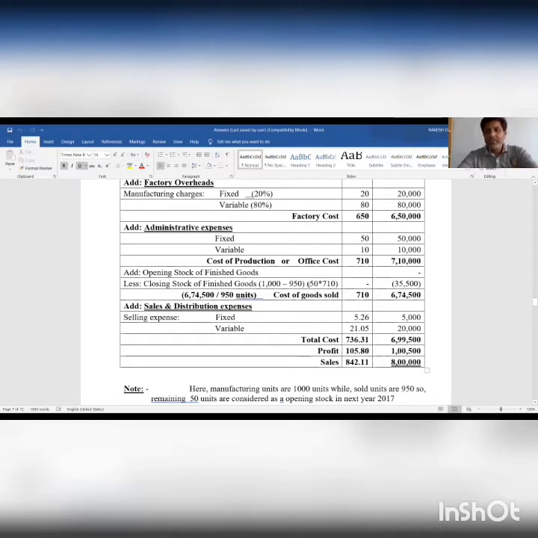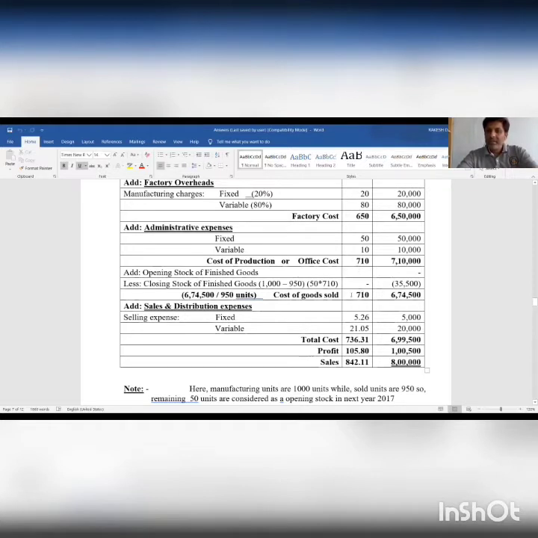Then what is the value of these 50 units? We remember it is always multiplied by the per unit office cost or per unit cost of production. The per unit cost of production is 710. So now 50 units multiplied by 710 is equal to 35,500. It is the value of closing stock of finished goods, which will be deducted from the cost of production or office cost. Then we get a balance of rupees 6,74,500. Per unit remains the same. We remember there is no change in per unit because here we deduct only the value of finished goods.